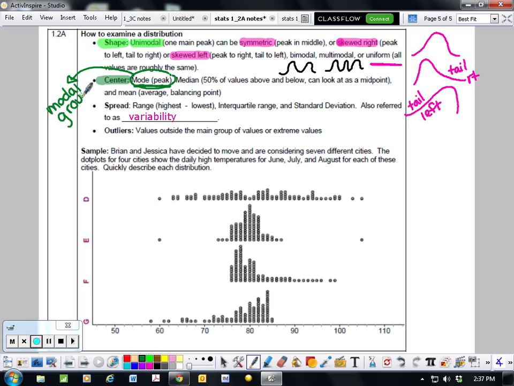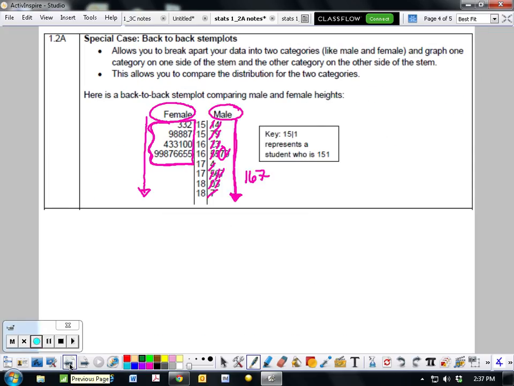And so with the modal group, we're going to look back here really quick at our stem plot. If we look at the females, because this has the most leaves in it, this is our modal group. So our 165 to 169, that's the modal group. It has the most values in there. And we probably actually have a mode too, but when we're looking at a graph, we're going to look for those peaks, and the peaks would be a modal group.